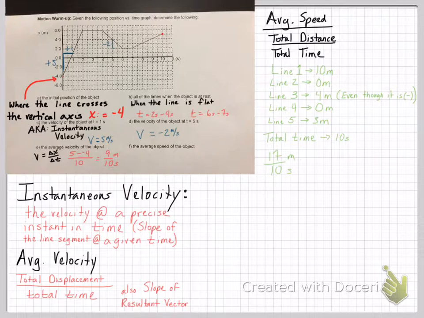If I wanted to find instantaneous speed, I would do it the exact same way as instantaneous velocity. I would just take off the negative, because the negative is a direction.